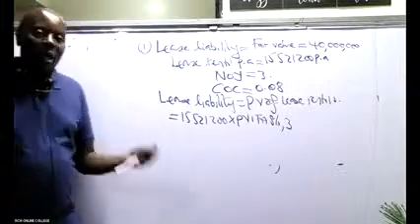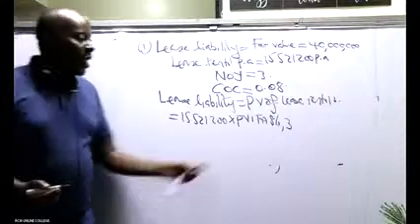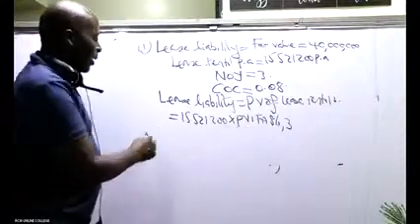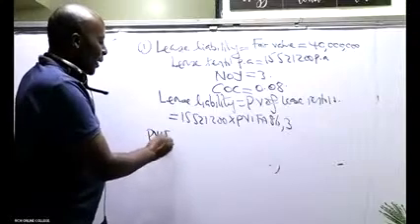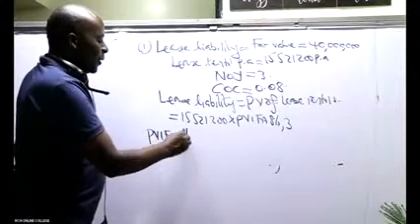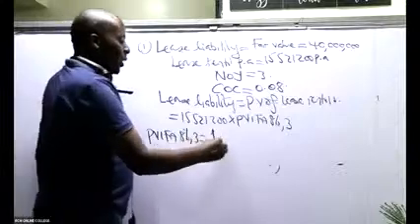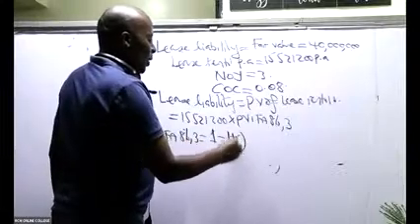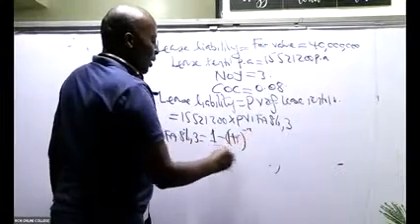So then my work is very easy to cut. I need to come and get this PV for 8% for 3 years. I know the formula is 1 minus 1 plus R raised to negative n, divided by R.